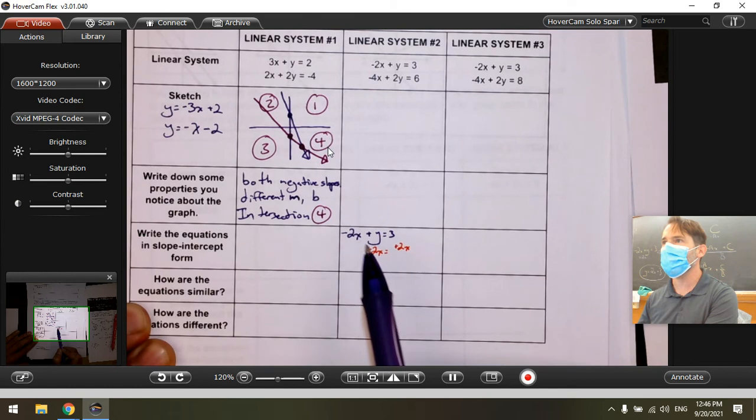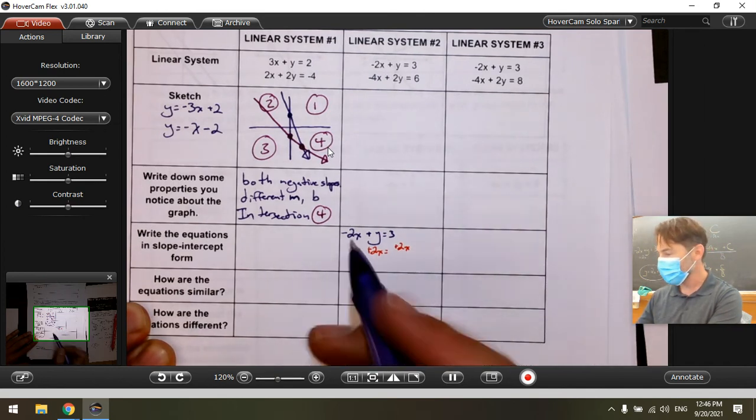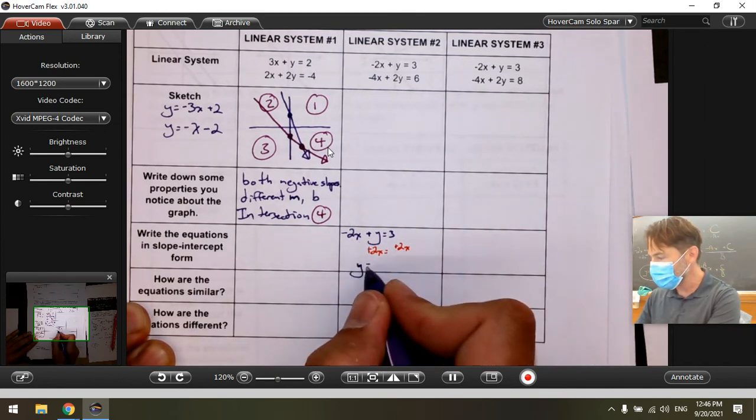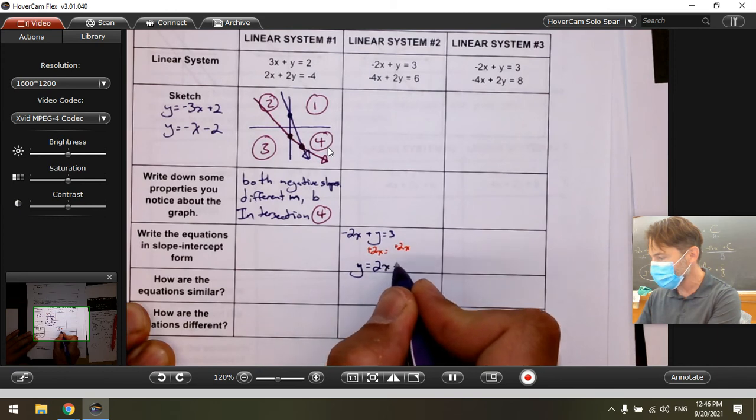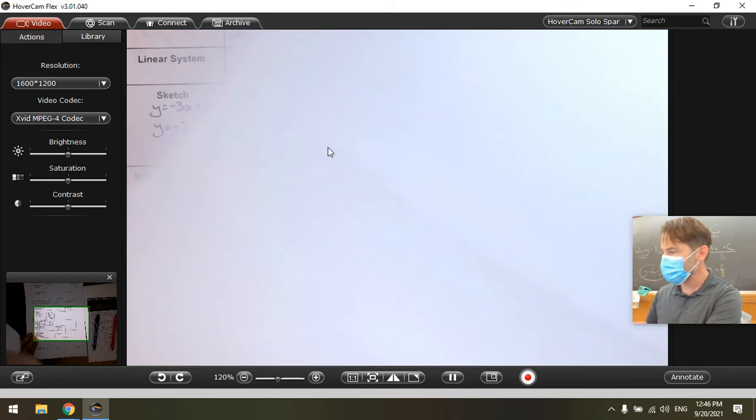A common mistake here is to just add 2 and think I've removed that. I haven't. This is 2x. 2x is 2x. It's not 2. So I have to remember that 2x and 2 are different. Here I want to add 2x to both sides. That will give me y is equal to 2x plus 3. Okay? Now I'll do the work for the next one on another piece of paper.